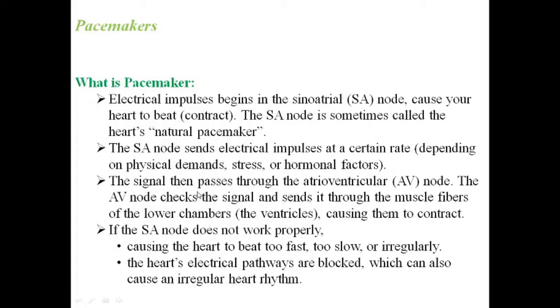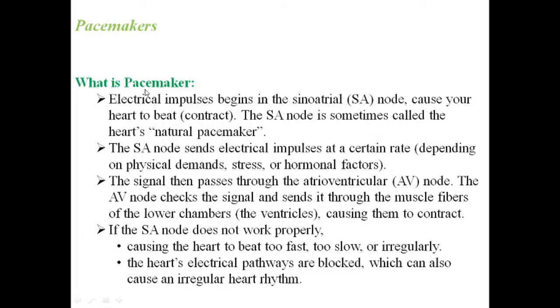So this signal then passes through the atrioventricular node, which we call the AV node. The AV node checks the signal and sends it through the muscle fibers of the lower chambers, that is the ventricles, because we know that the upper chamber is called the atrium and the lower is called the ventricles, causing them to contract.